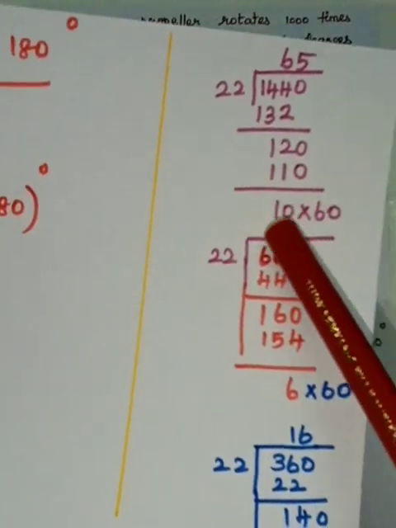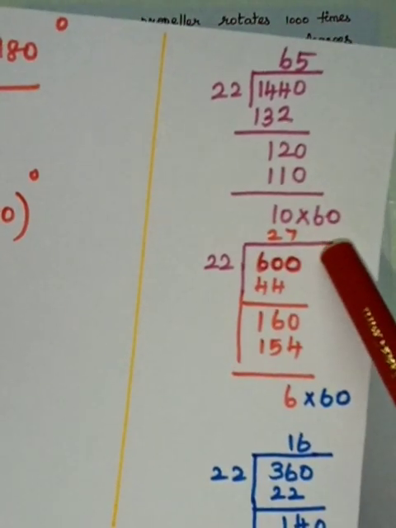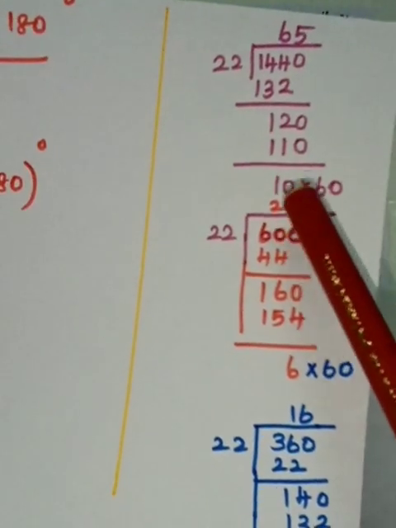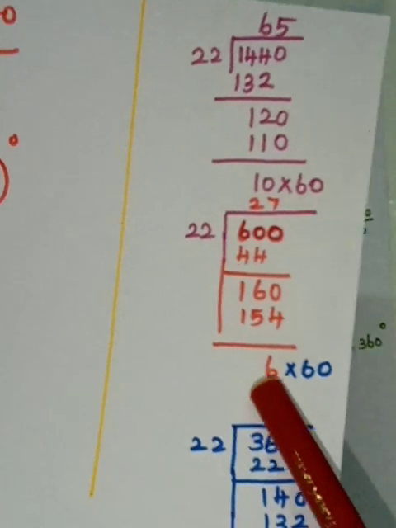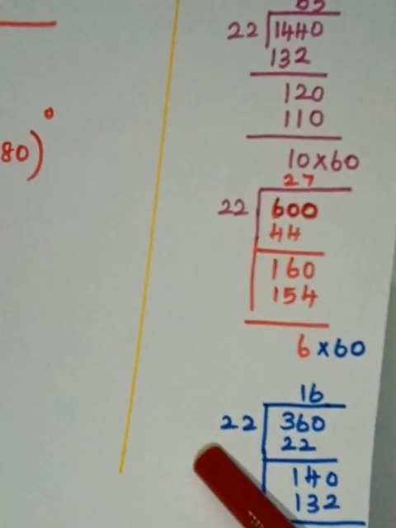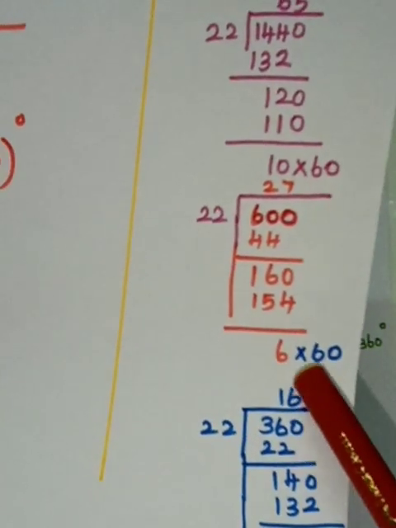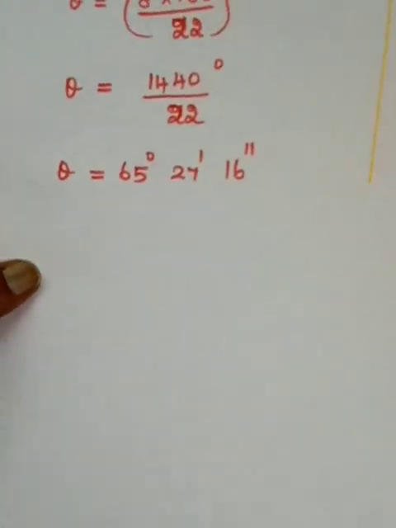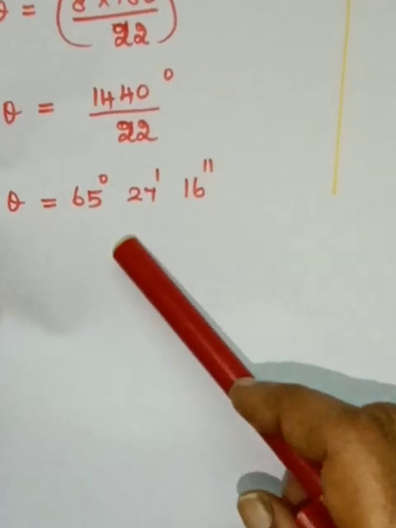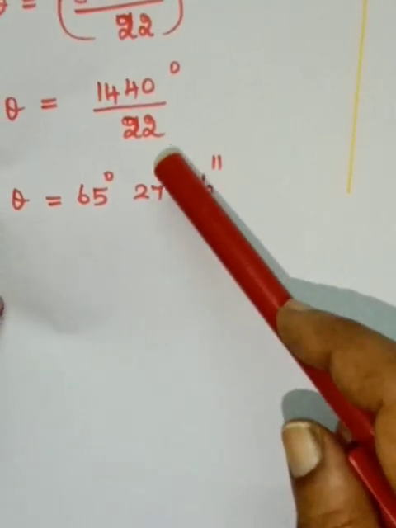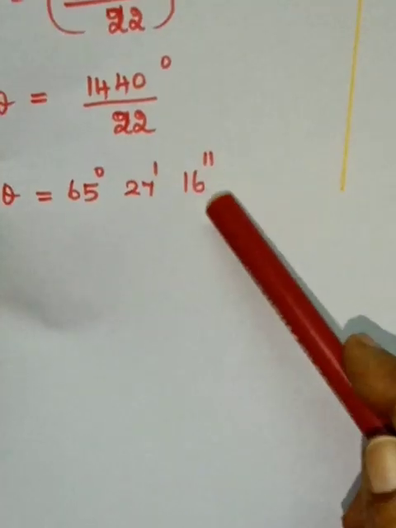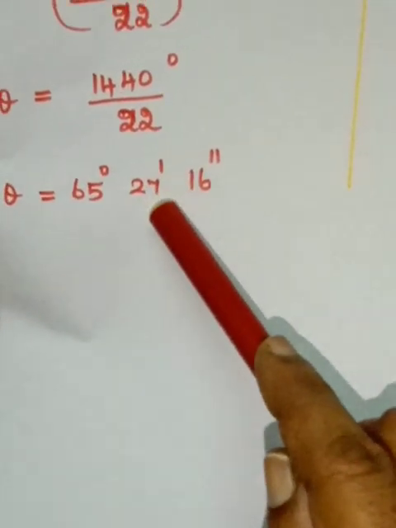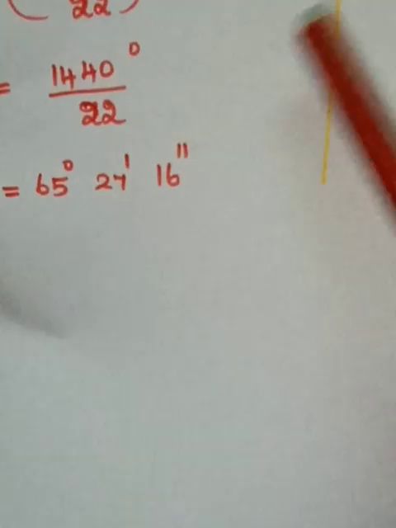Okay, so here the remainder is multiplied with 60. Then it is divided by 22. So the quotient is in terms of minutes. And the remainder is multiplied with 60. When it is divided by 22, this quotient is in terms of seconds. Okay, so therefore we can write 65 degree 27 minutes. Minutes you have to write with one single tick and seconds with a double tick. So 65 degree 27 minutes and 16 seconds.